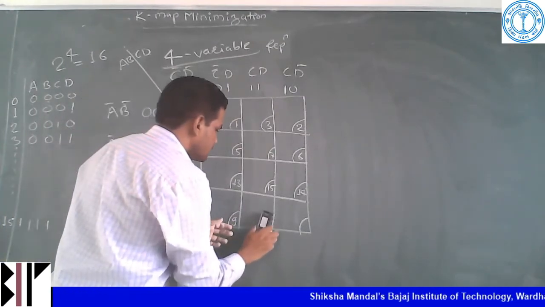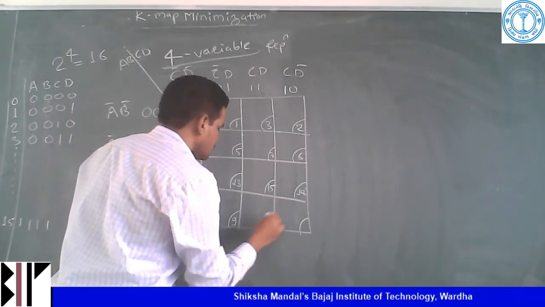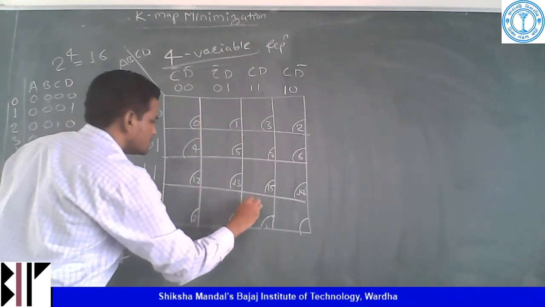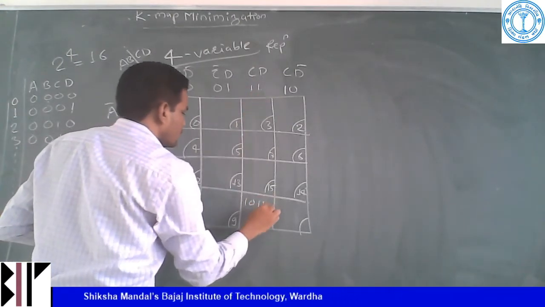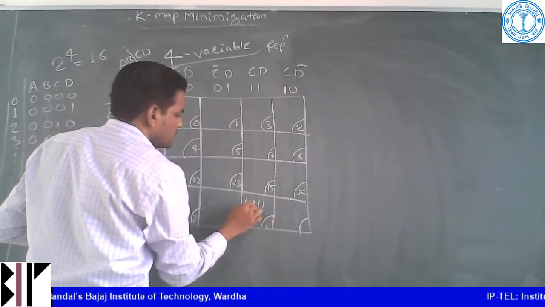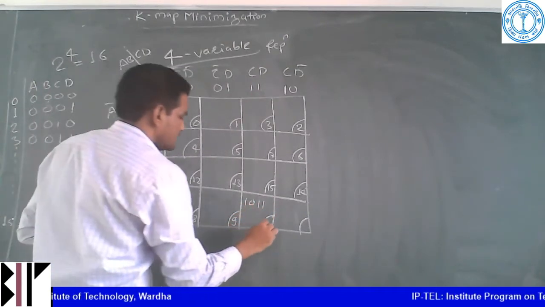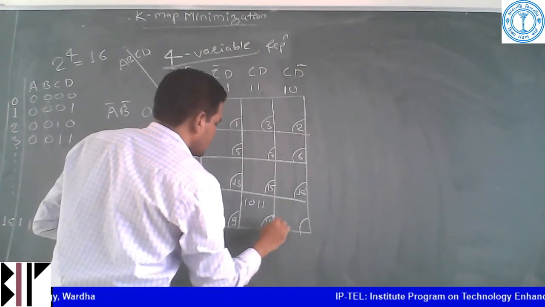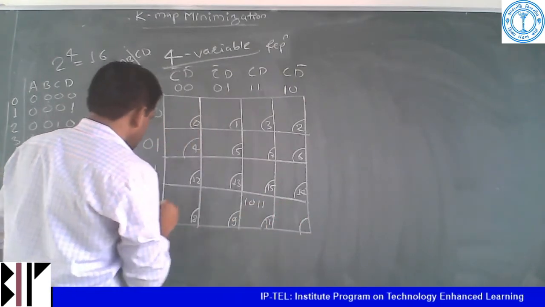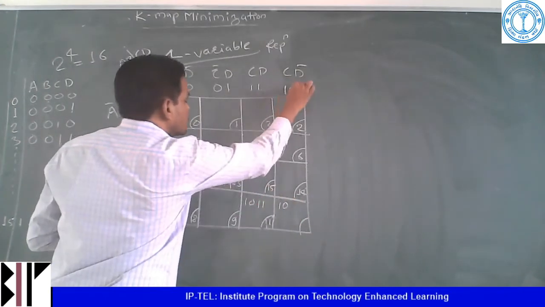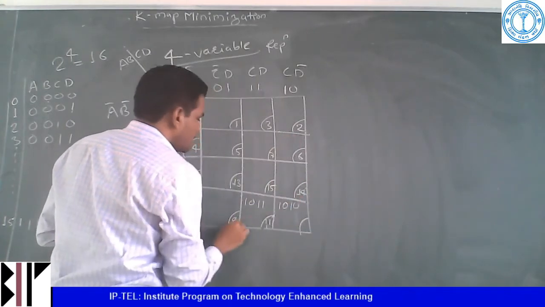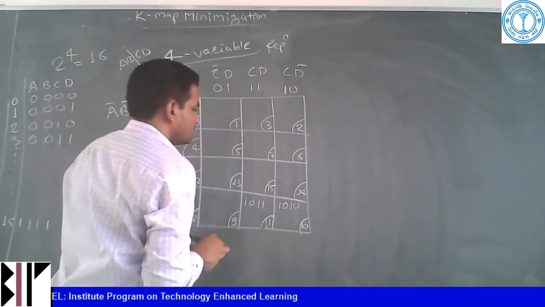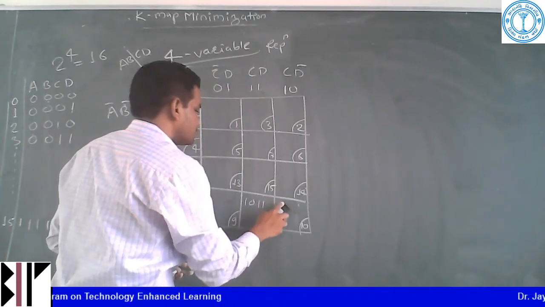This is 3. 1, 0, 1, 0, 1, 1. 1, 2, 3. 3 plus 8, 11. And then this is your 1, 0, 1, 0. 8, 9, 10, 11. Like this fashion you have to understand.